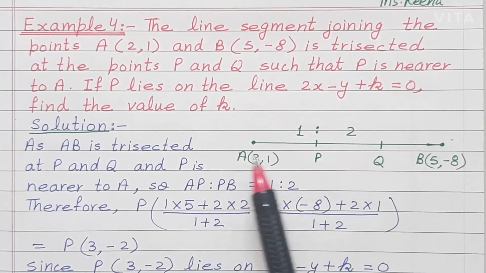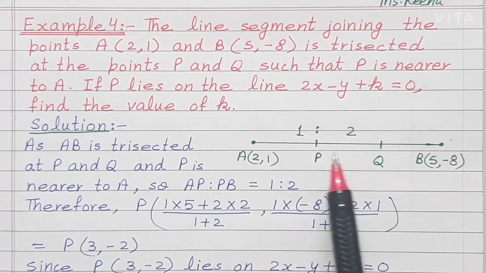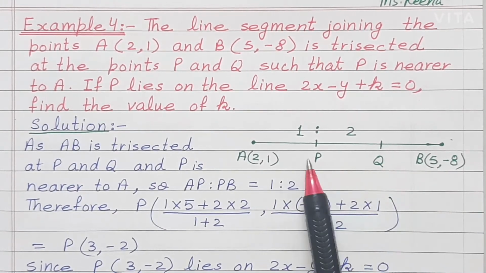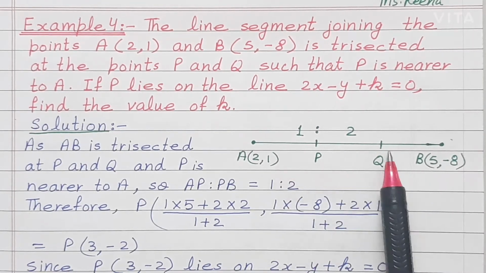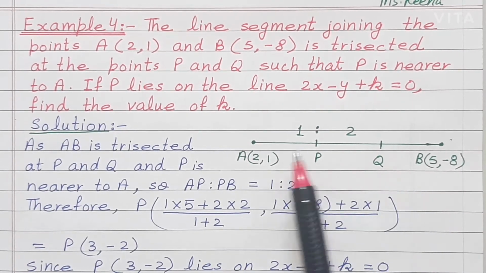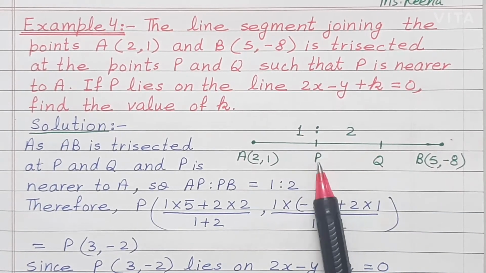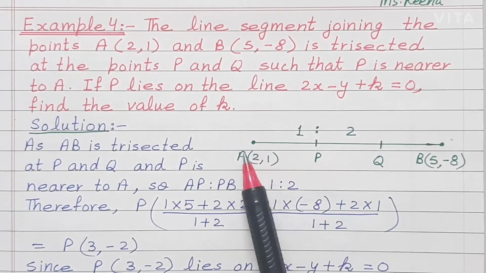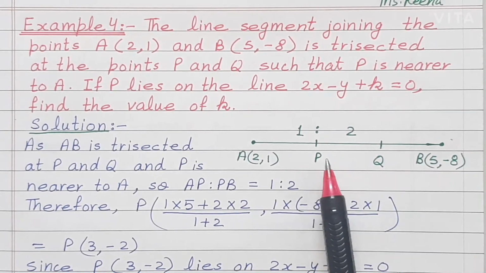A and B are the two coordinates given. And P and Q are the two points lying on AB which is trisected. P and Q are trisecting AB, that means dividing it into 3 equal parts. So here P is dividing AB in the ratio 1:2. Clear? Now let us find the coordinates of P first.